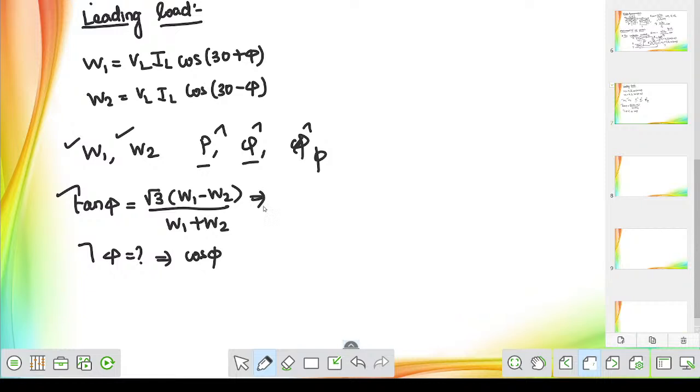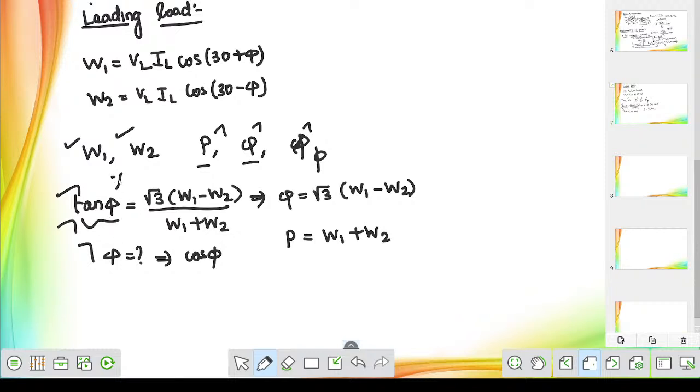Now the numerator of this formula is nothing but the reactive power formula. Take the wattmeter 1 reading and wattmeter 2 reading, subtract them, then multiply by root 3. That will give you the reactive power. For real power, just add the wattmeter 1 reading to the wattmeter 2 reading. That will directly give you the value of real power. Now let us see the various phase angles from this equation.